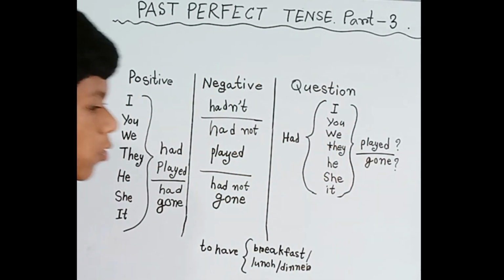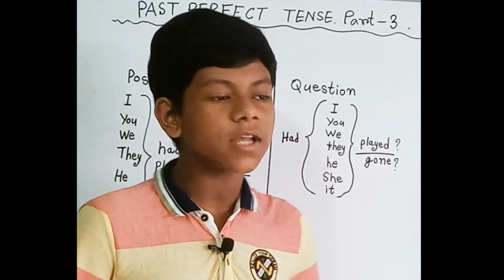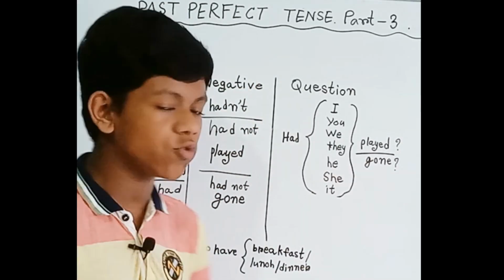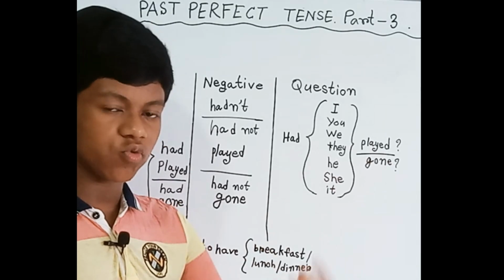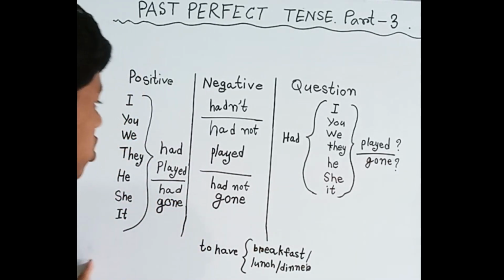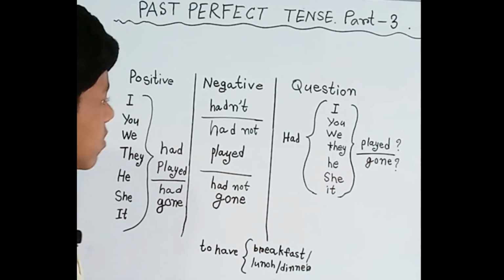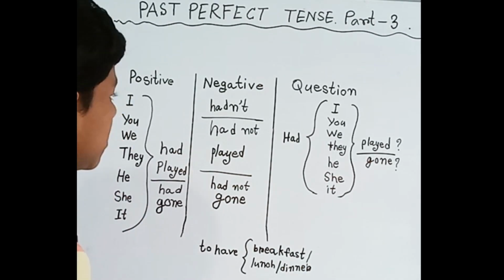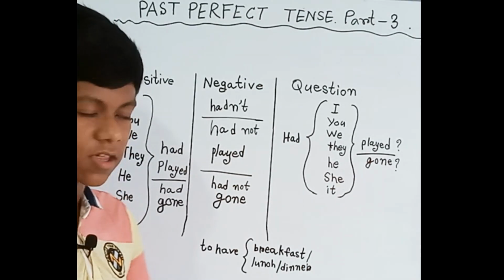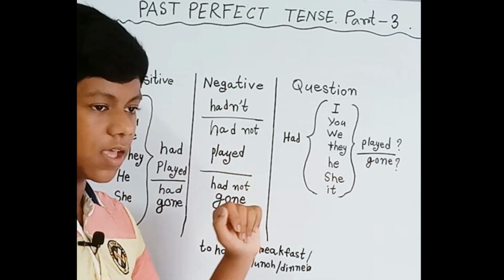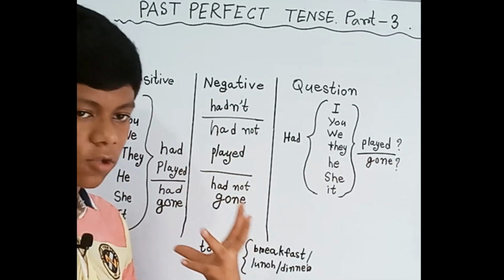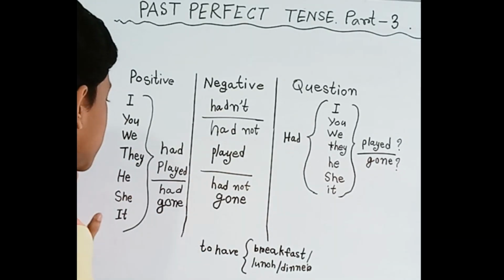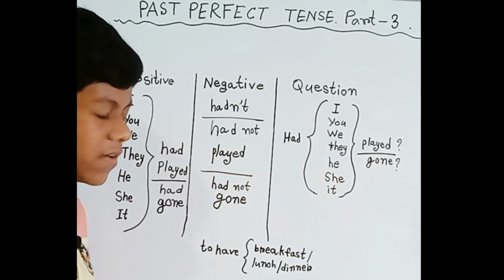So look at the board. We have already learned the introduction and situation, and today we will learn how to use it, which trick, which structure we need to follow. As I do, I have divided it into 3 sections: positive, negative, question. According to these 3 rules, we can make any kind of sentences, including past perfect tense. So let's focus on the positive.